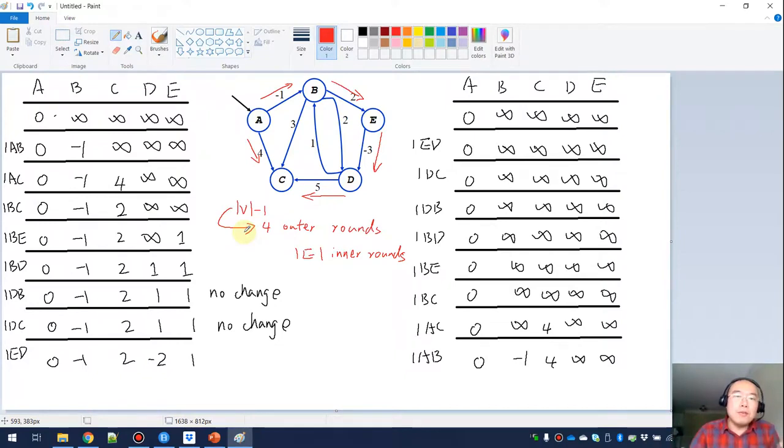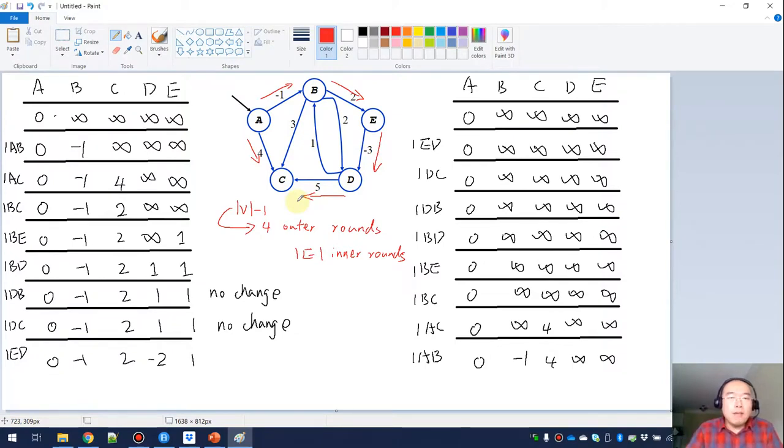So let me give you an example. This one, A to C itself is a 4, right? So if we take the one hop solution from A to C, the cost is a 4, right? So if we want to go A, B, E, D, C, what is the total cost? The -1, 2, and then a -3, and then a 5. So the cost will be a 3.